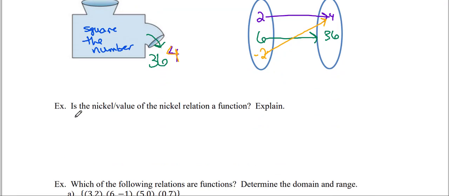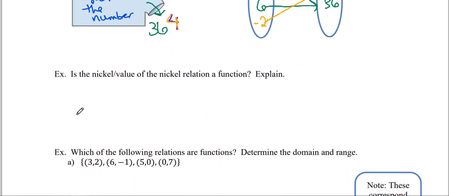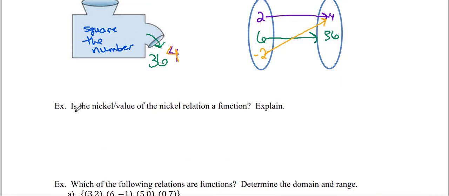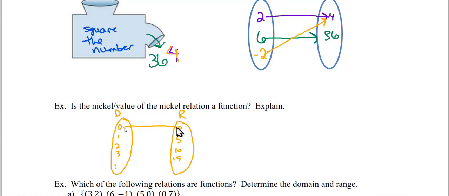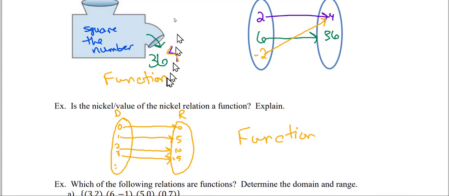Let me give you another example. I didn't leave the space here. Well, maybe we can do it down here because we'll have an example down there. Is this nickel to value of the nickel relation a function? If we do it with the circles, where this is the domain and this is the range, over here I have 0, 1, 2, 3, and so on, right? Over here I have 0, 5, 10, 15. 0 goes to 0, 1 goes to 5, 2 goes to 10, and so on, right? This is a function. Just like both of these up here are functions.